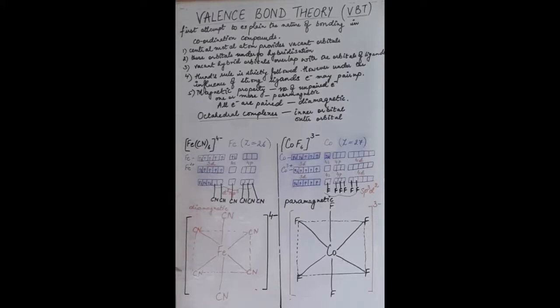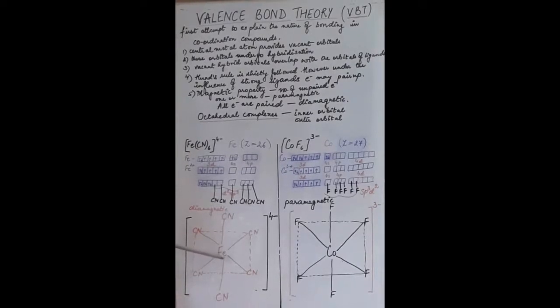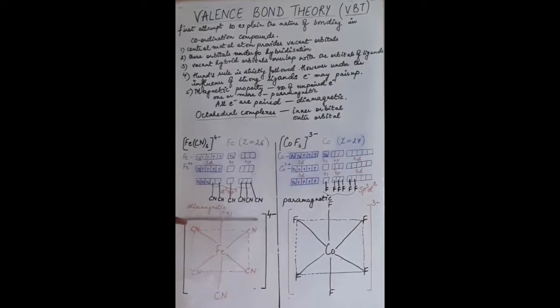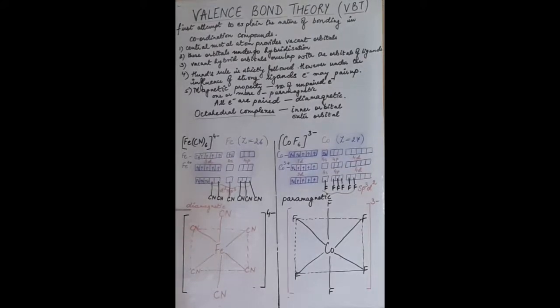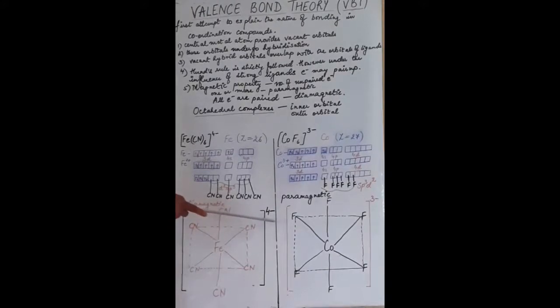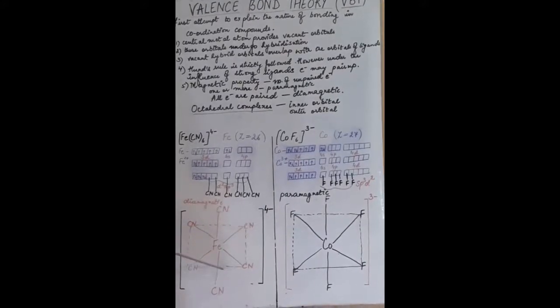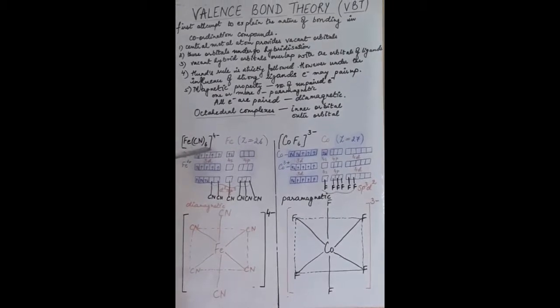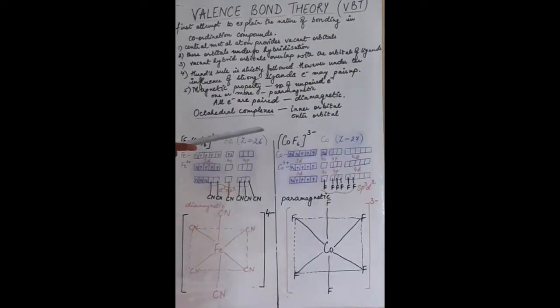Coming to the structure of this complex, as we are saying that it is an octahedral complex, the structure is like this. Fe and 4 cyanide ligands in one plane, one above and one below the plane. All this is enclosed within square brackets, and here the charge is written. So this is the structure for hexacyanidoferrate(II) ion.